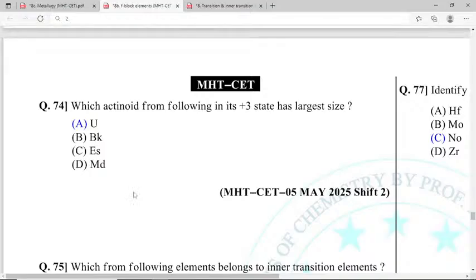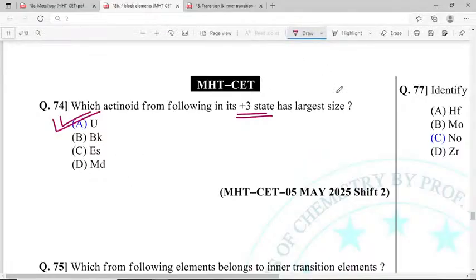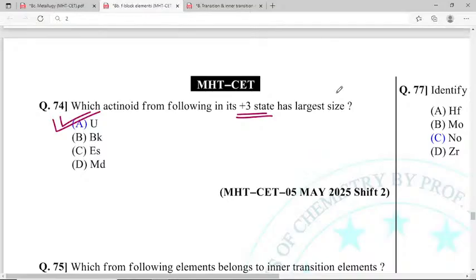Which actinoid in the plus 3 oxidation state has the largest size? Uranium plus 3, largest size due to actinoid contraction. Atomic size decreases from left to right. Always remember.